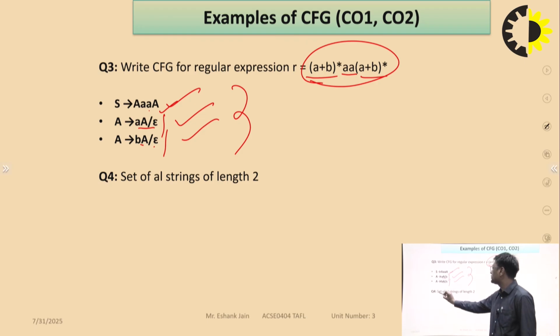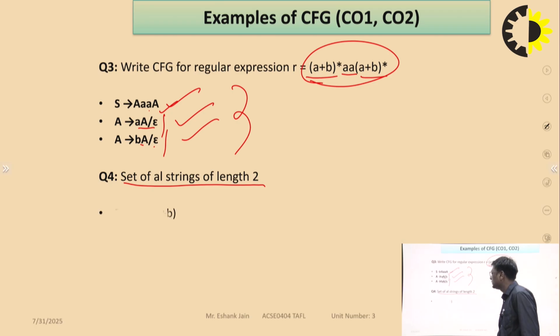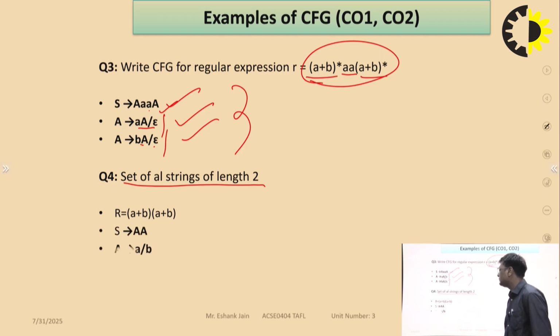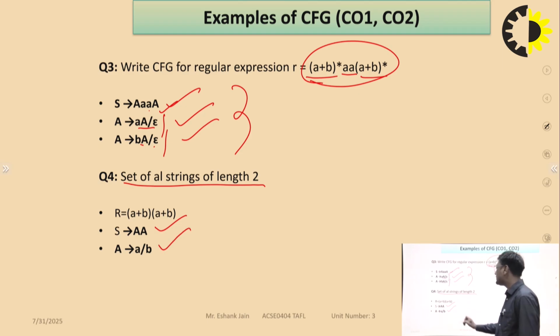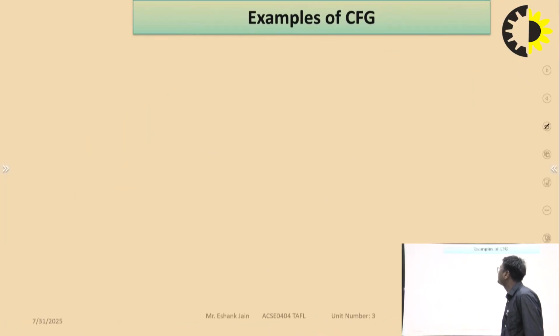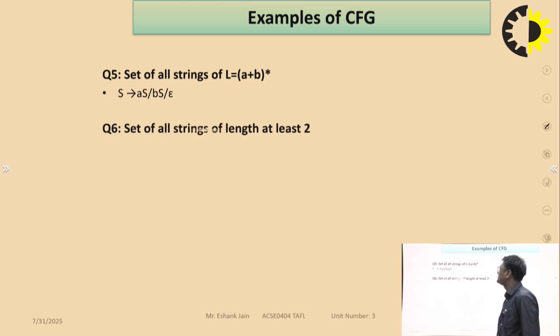Now the next question is the set of all strings of length 2. That regular expression is (A+B) . (A+B). Then the production is S tends to AA and A tends to a | b. We take more examples like L equal to (A+B)*. So this is the regular expression.